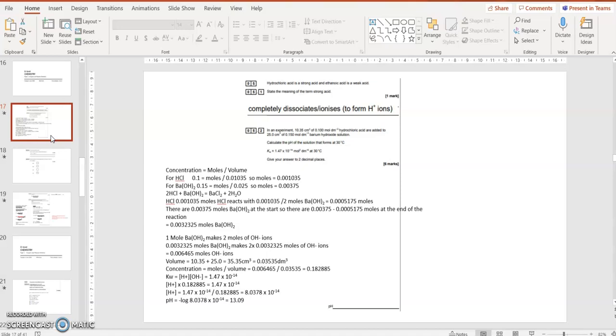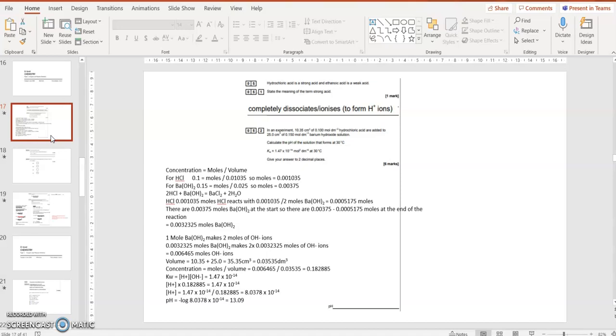There's a clue in the question, Kw. Kw is H plus concentration multiplied by OH minus concentration, and it's asking you to work out pH. So it seems sensible that if Kw equals H plus concentration multiplied by OH minus concentration, why have they given you Kw? It's so that you can work out H plus concentration from OH minus concentration. That's what Kw does.